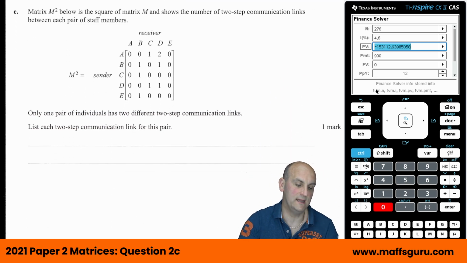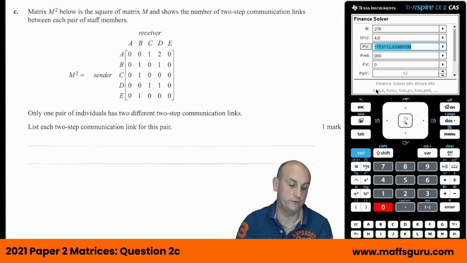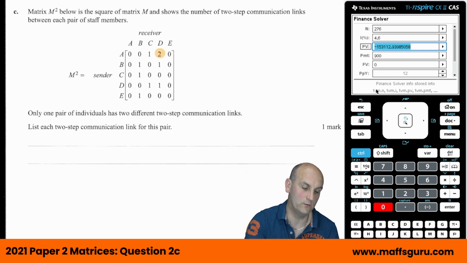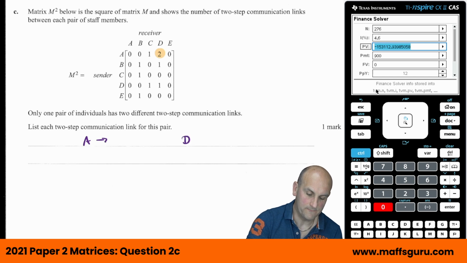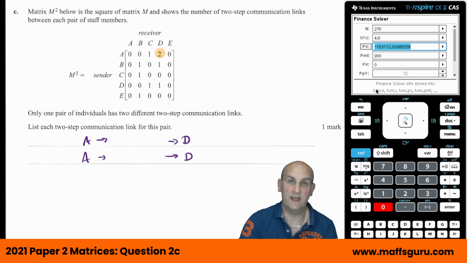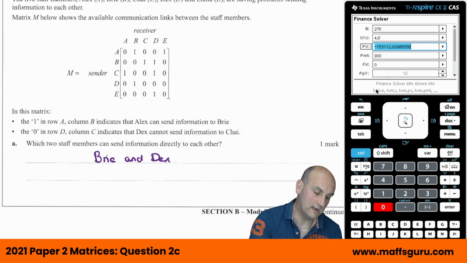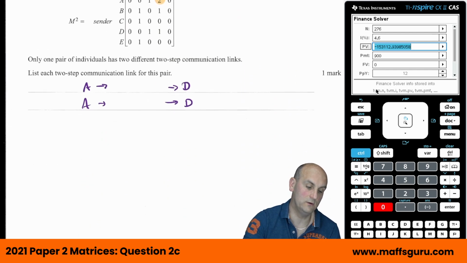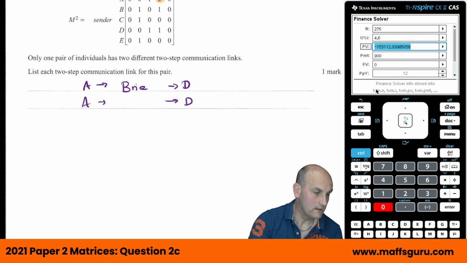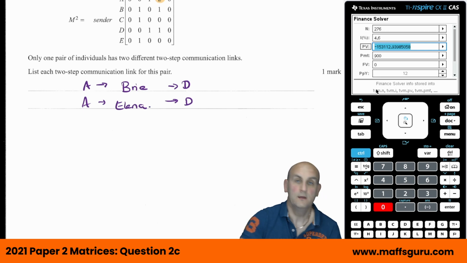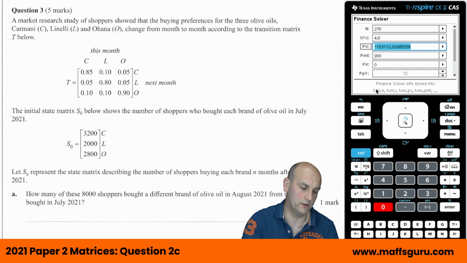Matrix M squared below is the square of matrix M and shows the number of 2-step communication links. One pair of individuals has 2 different 2-step communication links. That won't be that one there. What that means is that A can communicate with D through 2 different people. Going back up here, A can communicate to B and E. Can E communicate to D? Yep. Can B communicate to D? Yes. So A can communicate through both Brie and Elena. Understanding two-step communication matrices comes in really handy later on. And that last question was horrible.